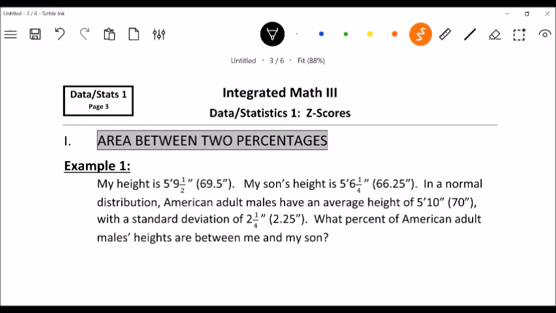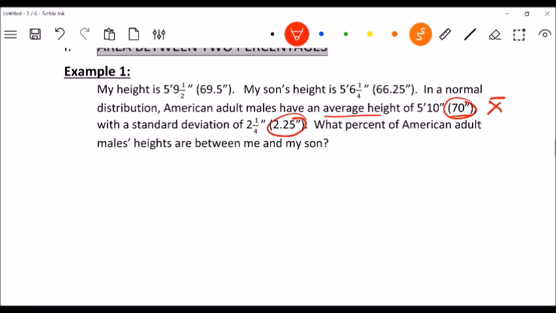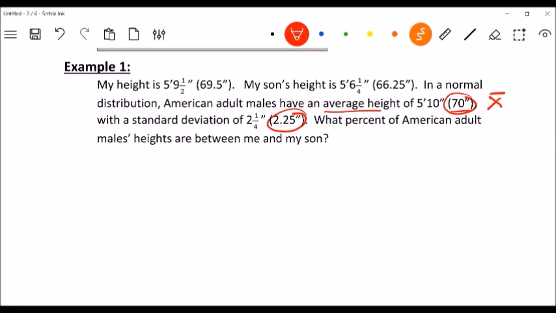In a normal distribution, adult males have an average height of 5'10". We're going to keep it in inches, and that's the mean, with a standard deviation of 2¼ inches. What percent of American adult males' heights are between me and my son?